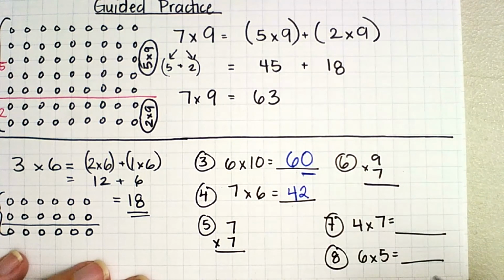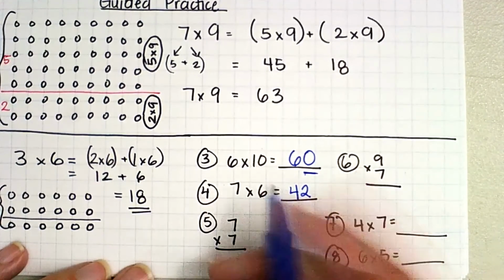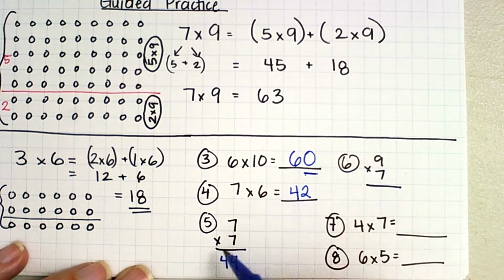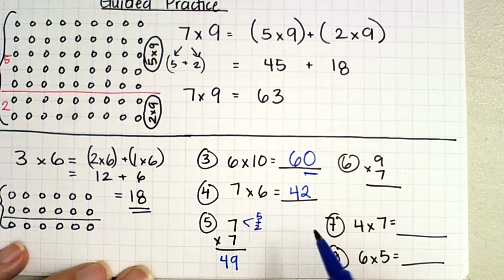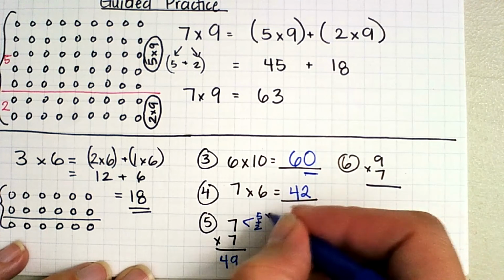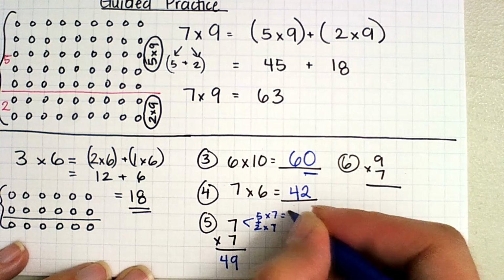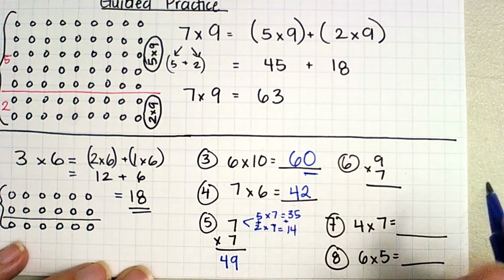For number 5, we have 7 times 7. So 7 groups with 7 in each group. We know from our sevens facts that 7 times 7 is equal to 49. Now you can split it into 5 and 2 if you want to, right? 5 plus 2. So 5 times 7 is 35, plus 2 times 7 is equal to 14.